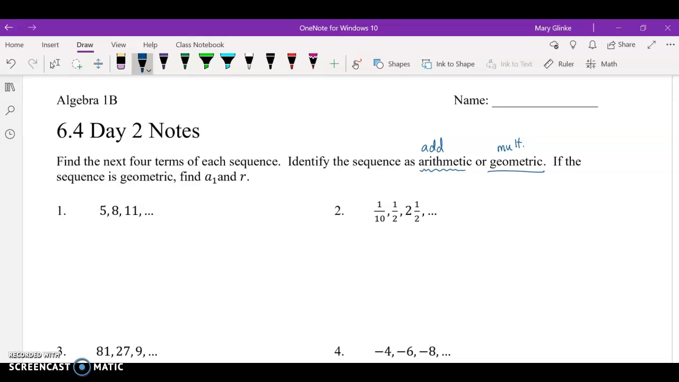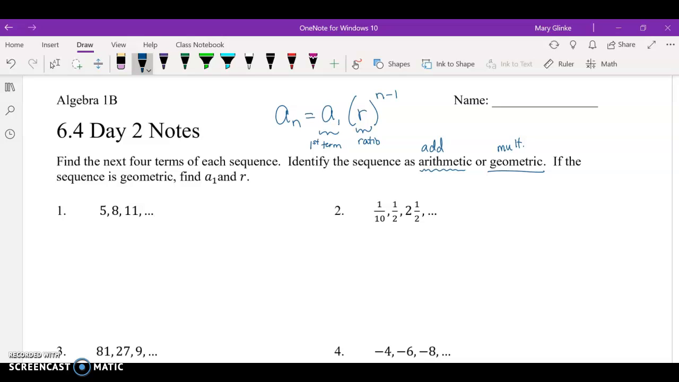For geometric sequences as well, our formula is going to be a sub n equals a sub 1 times r to the n minus 1, where a sub 1 represents your first term, so whatever number comes first in your sequence, and r represents your ratio. So that's whatever you're multiplying by to get to the next number.